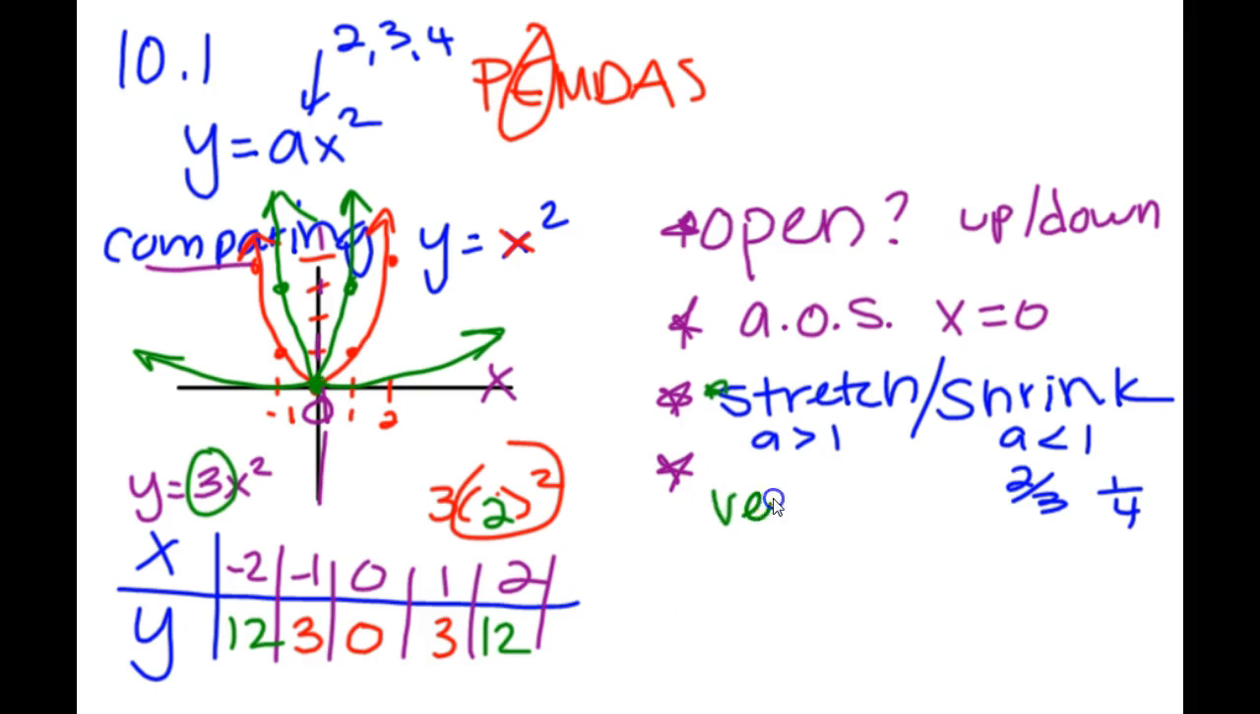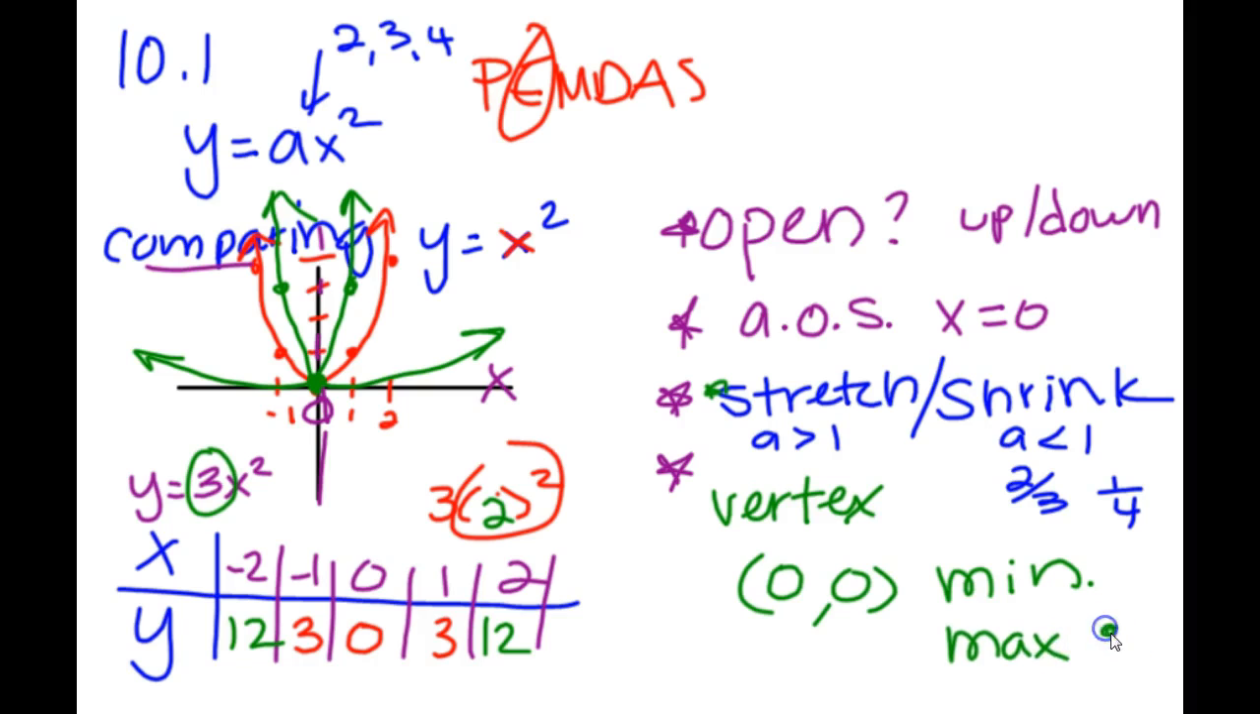And then last, our vertex. Is it a maximum or a minimum, and where is it? Of my green graph here, my vertex is at (0, 0), and that is the lowest point of the graph, so it is a minimum. So it could be a minimum or it could be a maximum if that was the highest point of the graph. So that was everything from 10.1.